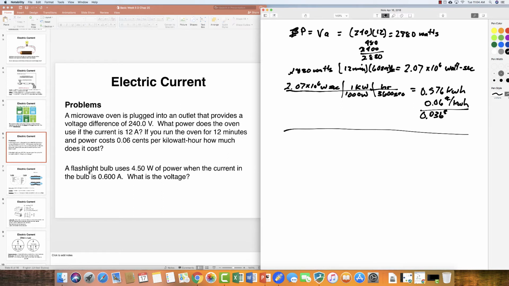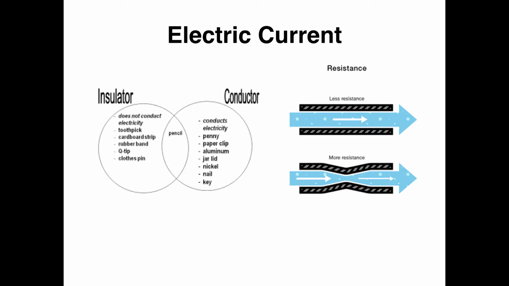The second problem looks at 4.5 watts of power used with a current of 0.6 amps. So what is the voltage difference that's powering this flashbulb? Well, we know that power is equal to volts times amps. So volts is going to equal the power divided by the amperage. So that's going to be 4.5 divided by 0.6. So that's going to be 7.5 volts.